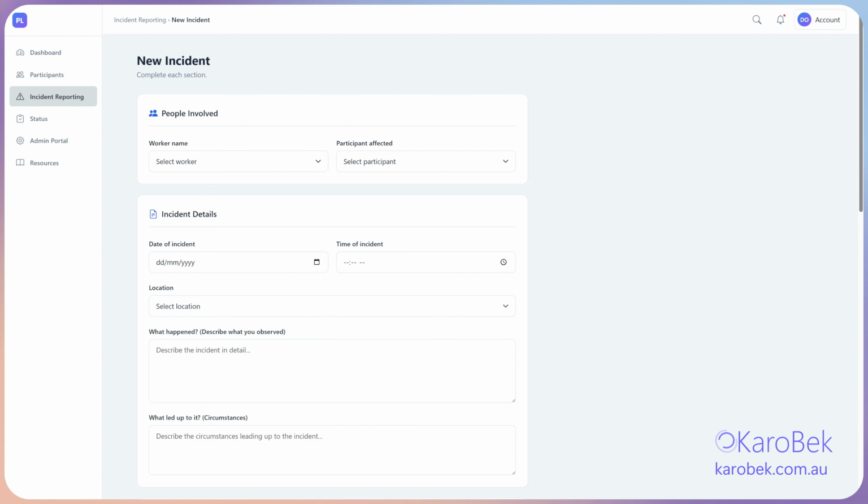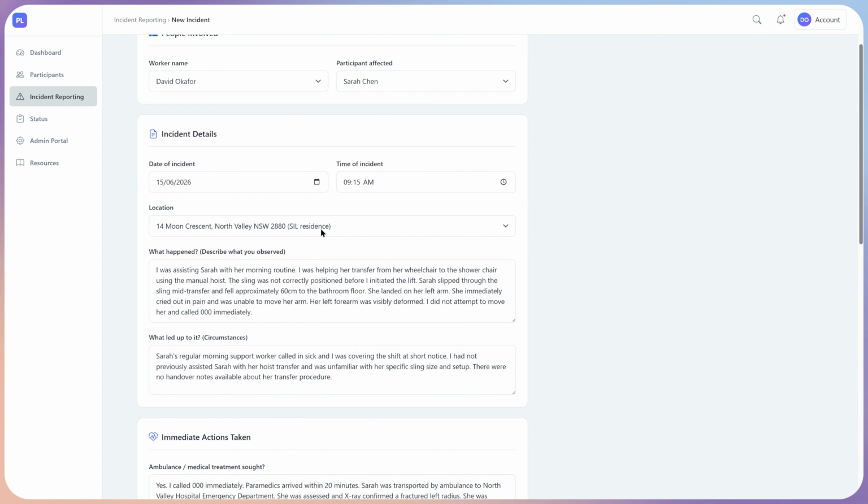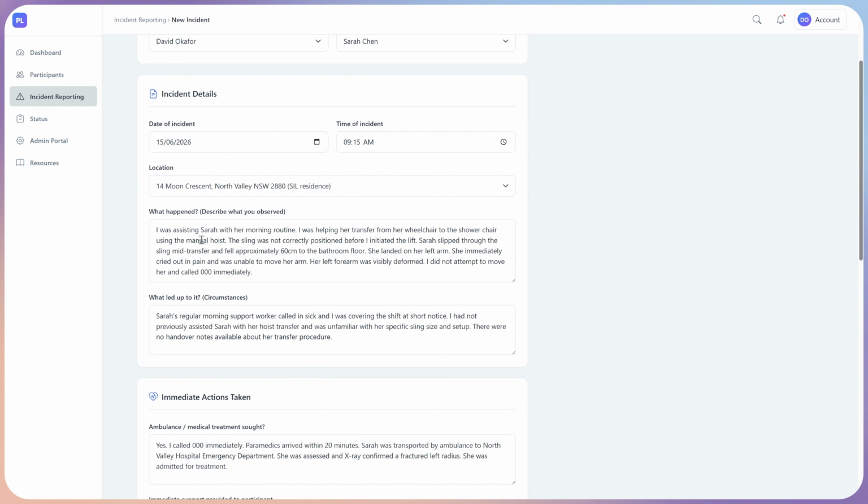Let's walk through how this works. First, let's start by adding some incident data. Of course, all the names and the scenario here are entirely made up and are not real. So in this example, for the new incident, the worker name is David Okafor. Participant is Sarah Shen. This happened at this SIL residence. And let's see what happened.